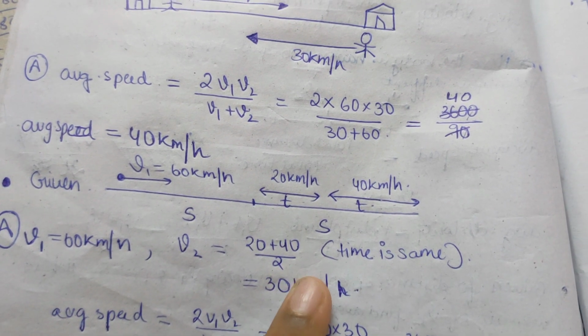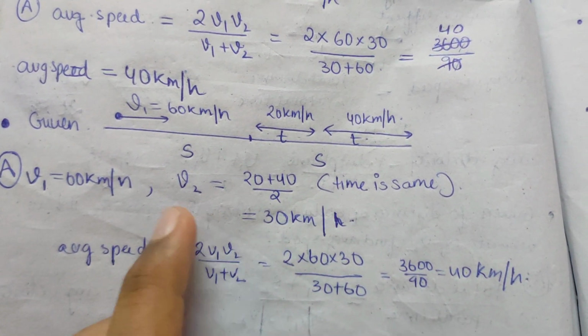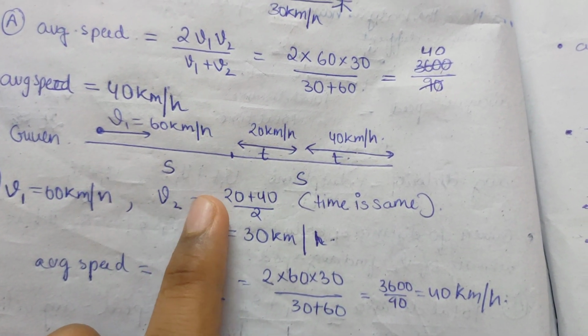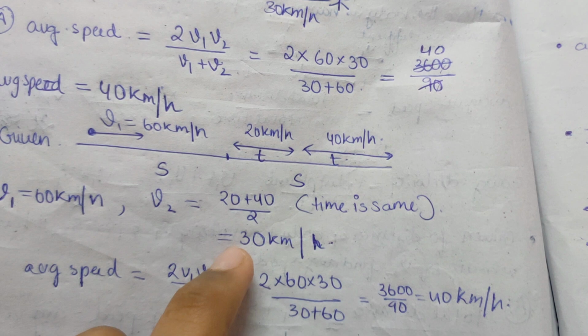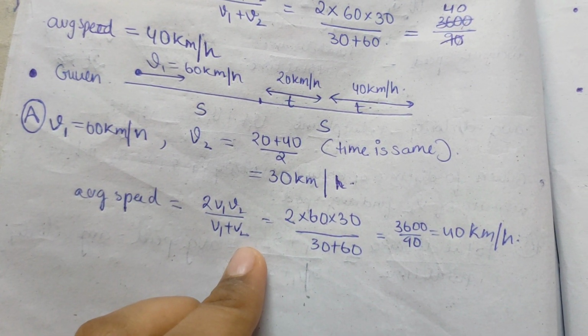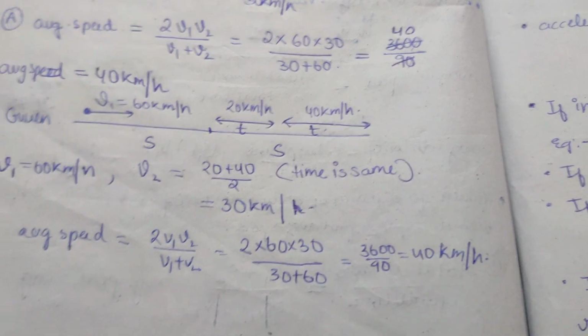So first we'll take the time. So we'll get v1 equal to 60. Now v2 we have to calculate. v2 equal to 20 plus 40 by 2, equal to 30 kilometers. Now average speed, 2v1v2 by v1 plus v2, will give 40 kilometers.